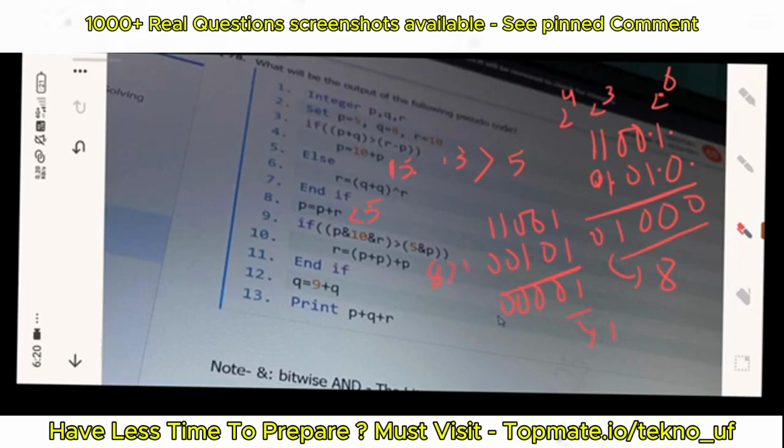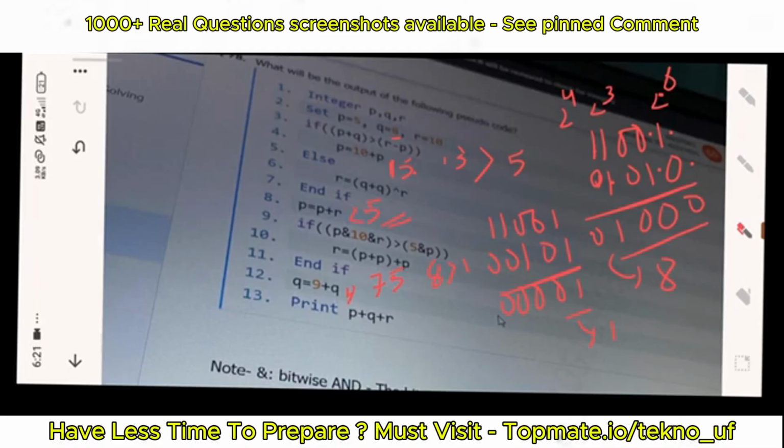So 8 greater than 1. This is true. So we have to calculate the value of r. The value of p was 25. So the value of r becomes 25 plus 25 plus 25, which is 75. So the value of r becomes 75 and the value of q becomes 9 plus q. Out of the if block we have to initialize the new value of q as 9 plus q. Q was 8, so 9 plus 8 becomes 17.